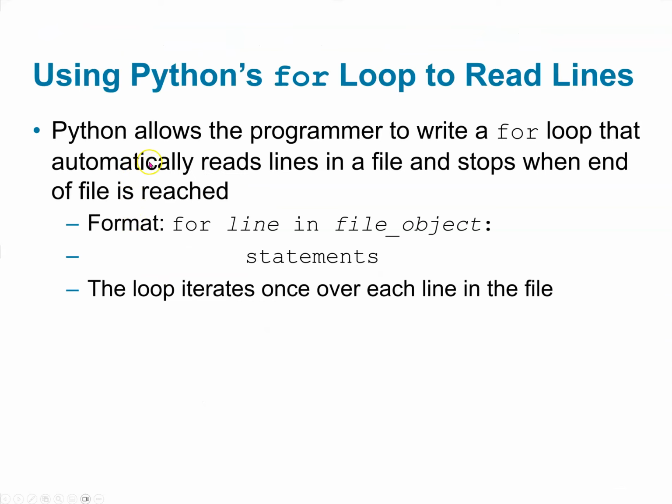You can use Python's for loop. Python allows the program to write a for loop that automatically reads the lines in a file and stops when end of file is reached. For line in file object: statements. The loop iterates once over each line in the file.